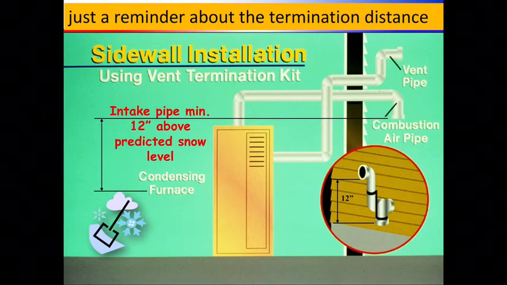Now we're in a northern climate. The bare bones minimum is that we get it at least 12 inches above expected snow level. Now that pretty much is a minimum requirement for most everywhere, but there's places that you might have 3 feet of snow. You better be really careful to make sure you have a sufficient amount of height for that combustion air so that it does not get clogged.